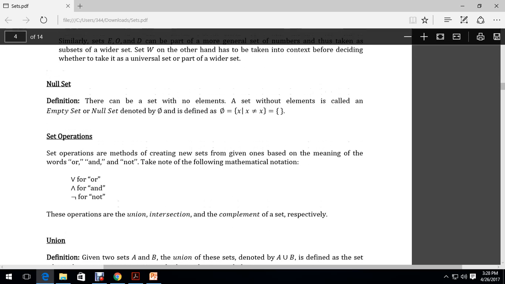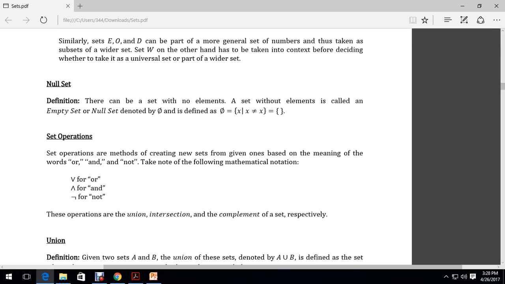Okay, so let's now define what we call a null set. There can be a set with no elements. A set without elements is called an empty set or a null set, and this is denoted by this symbol. Or if we try to make use of the set builder notation, simply the null set or the empty set would be represented by the curly brackets used to represent the set without any elements inside.